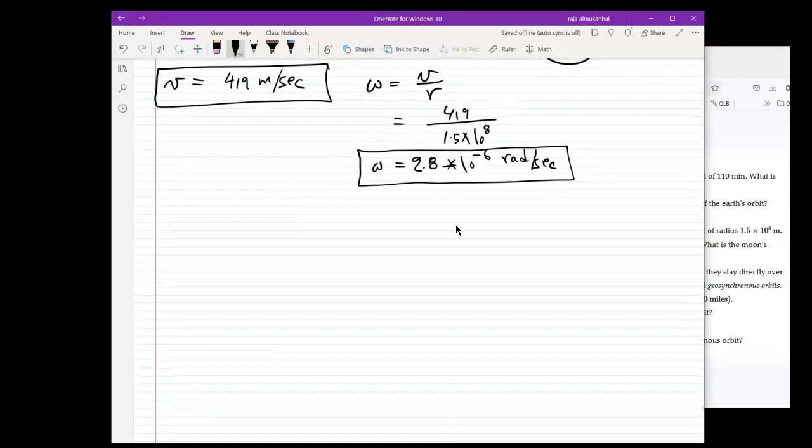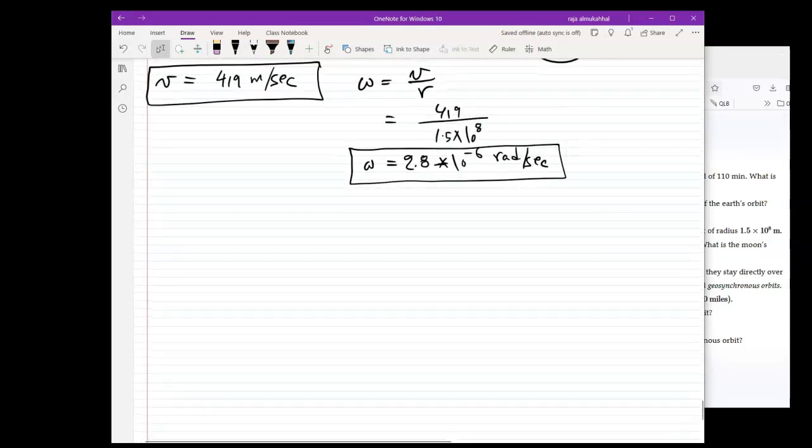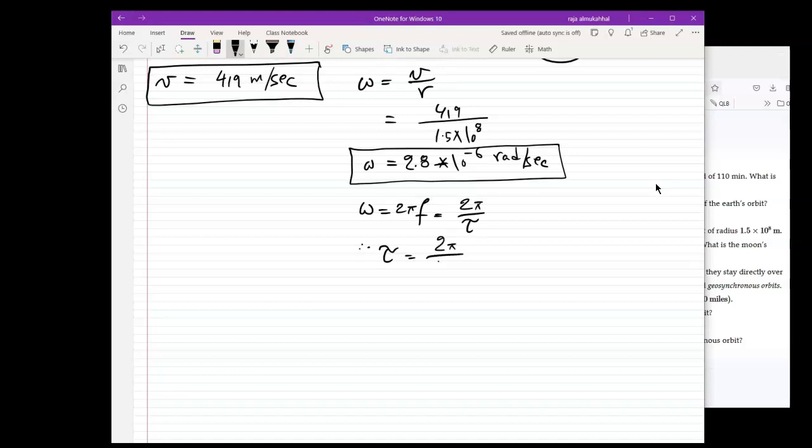Okay, and then again, go back to this. From omega, I can get F. Or if you want, there is a quick way of doing it. Let me show you. See, omega is 2 pi F, but F is 1 over tau, so it's 2 pi over tau. That'll be one shortcut. So therefore, tau is 2 pi over omega. So we can do that in one shot. So I have 2 pi divided by omega, which is 2.8 times 10 to the negative 6. So let's do that.